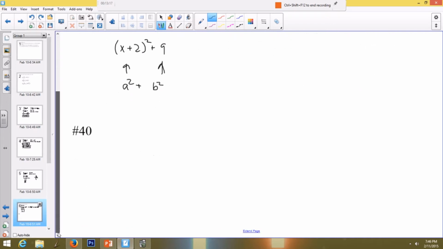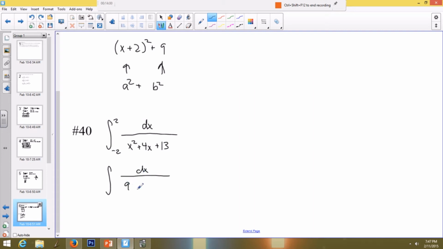Now, number 40, and it's basically the same numerical values, but they want the definite integral from -2 to 2 of dx on top over x squared plus 4x plus 13. Using what I got from the one above it, I'm just going to skip that step, replace this expression with that one, and rewrite it so that the constant is first. So I've got my dx, I've got my 9 plus the quantity x plus 2 squared.